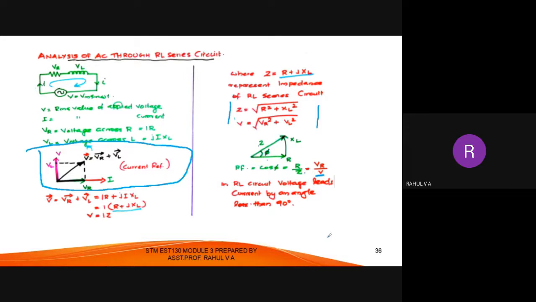Again, I can say that since there are two components, inductor and resistor: in the case of only resistor, it was in phase and the angle between current and voltage was 0. When it was only inductor, it was 90°. Now, when the combination is there, it will be in between 0 and 90°. It is not 0, it is not 90 degrees. It can be in between 0 and 90 degrees, depending on the value. So that's it.